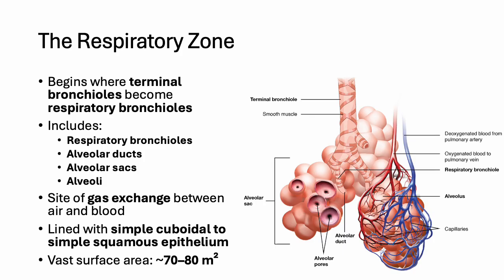Respiratory bronchioles are lined with simple cuboidal epithelium. Alveoli are lined with simple squamous epithelium, ideal for diffusion. The respiratory zone provides an impressive surface area for gas exchange, up to 70 or even 80 square meters in healthy adults. This expansive area is made possible by the millions of alveoli, each acting like microscopic balloons to maximize exposure to inhaled air.